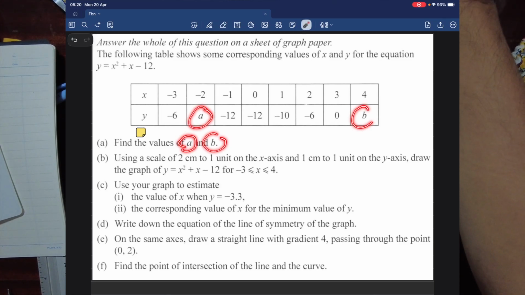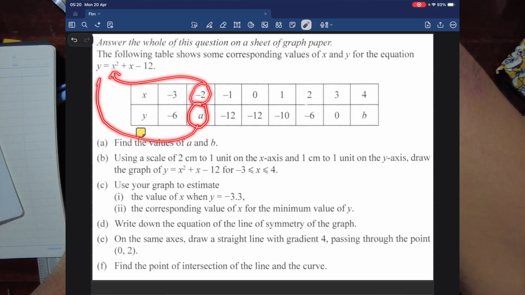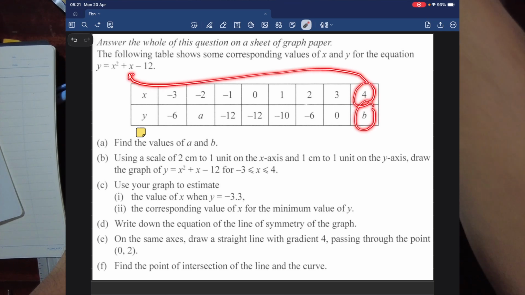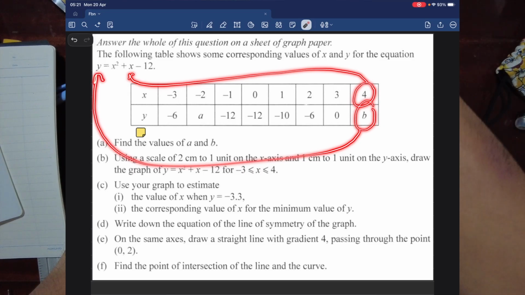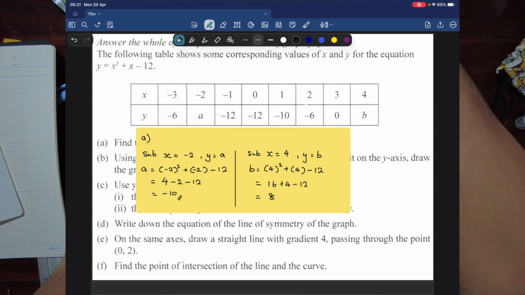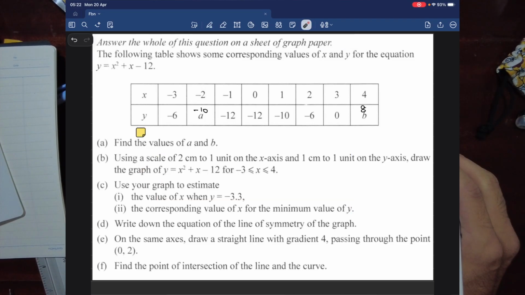over here. All you have to do is to substitute your X and your Y with -2 and A, and of course the other pair would be 4 and B. Here's the equation and the working. So A is -10, we're going to write down -10 over here, and B is 8. Let us go to question part B.